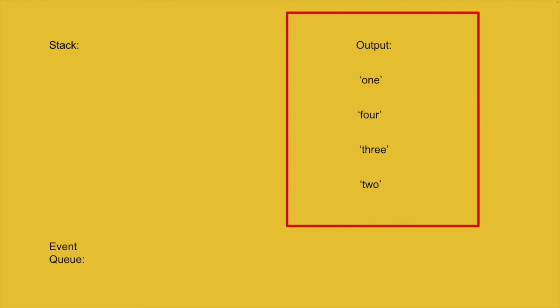In a nutshell, this is how the event loop works in JavaScript. That's it for this lesson.